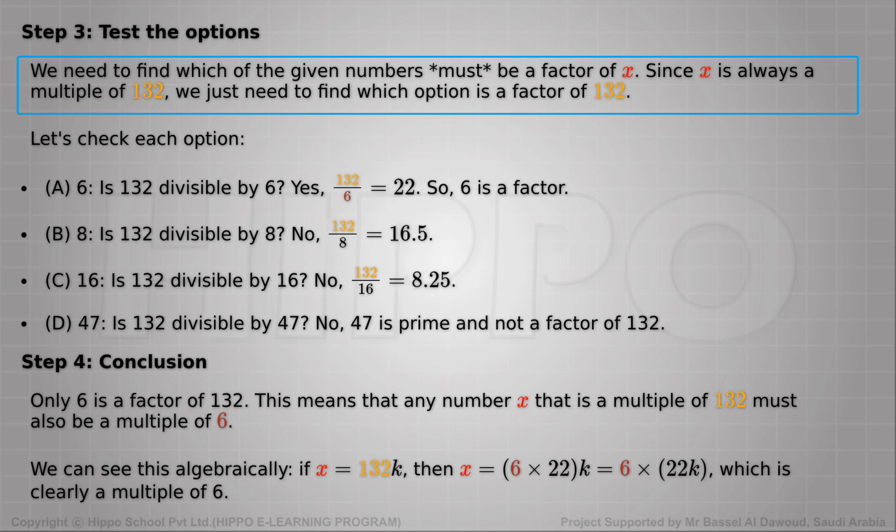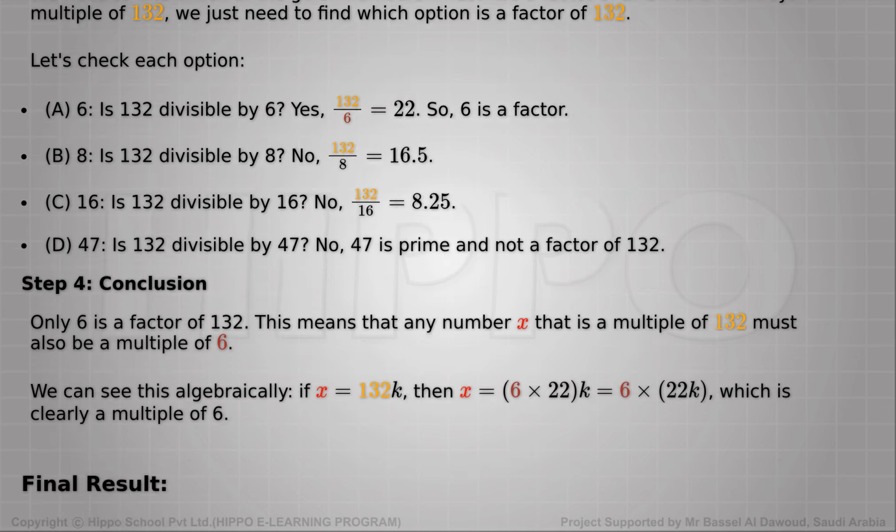So we can rephrase the question like this. Which of the answer choices is a factor of 132? If a number is a factor of 132, then any multiple of 132 will also be a multiple of that number. So now we'll go through the options one by one.